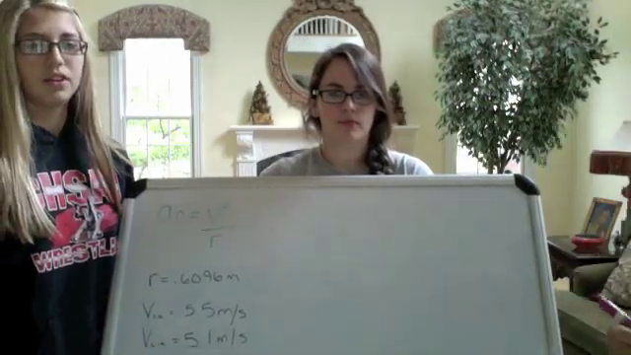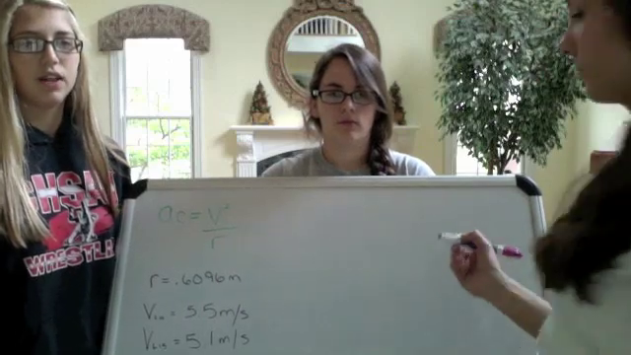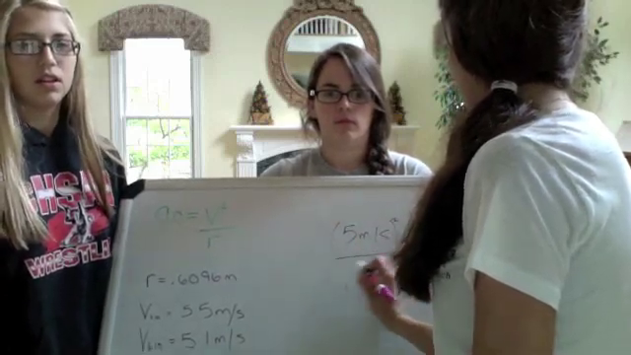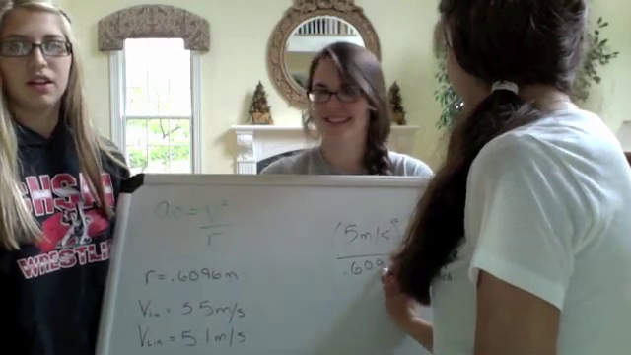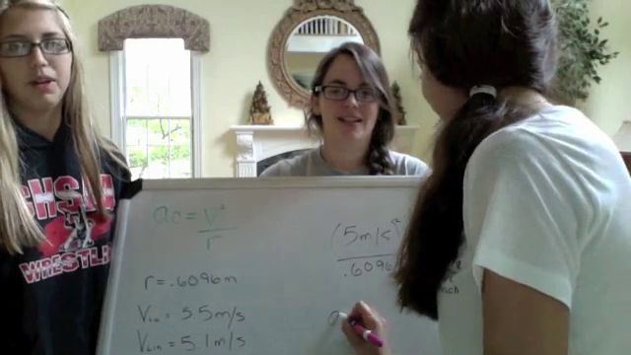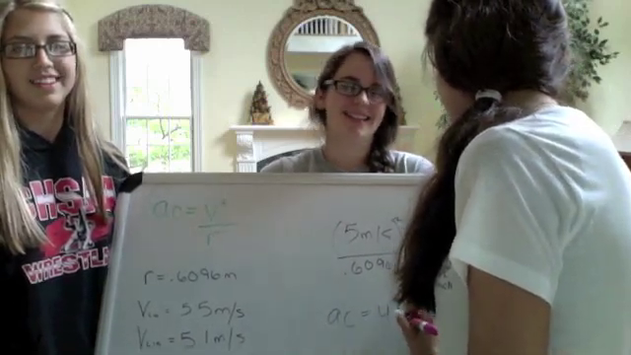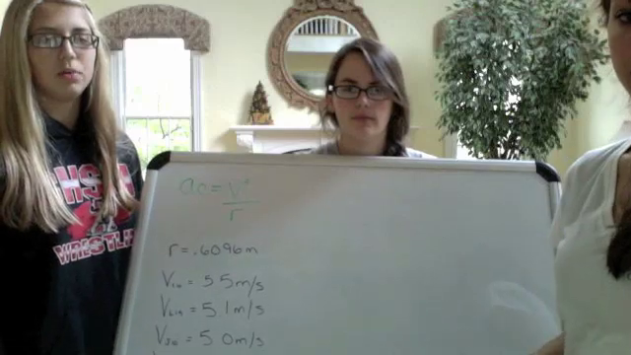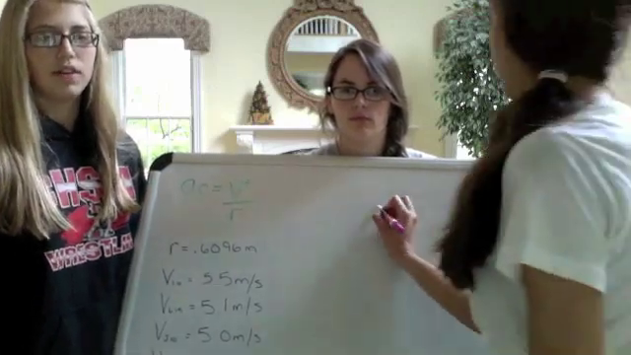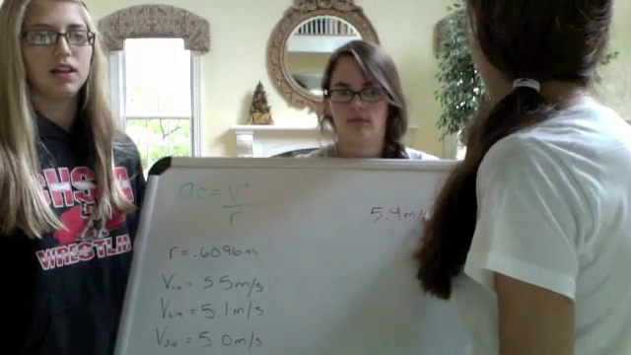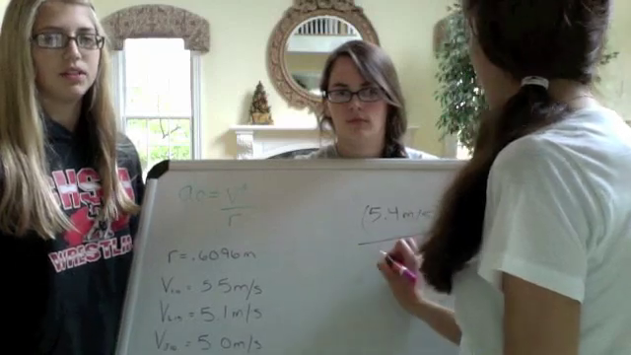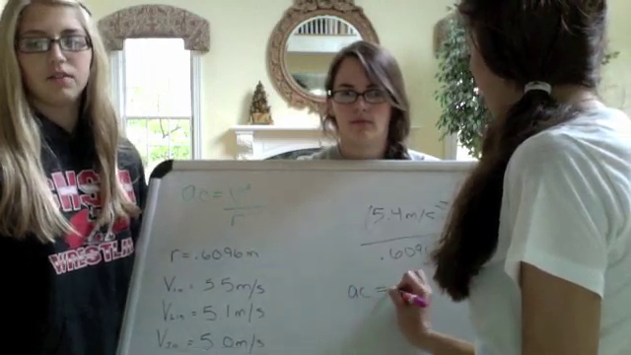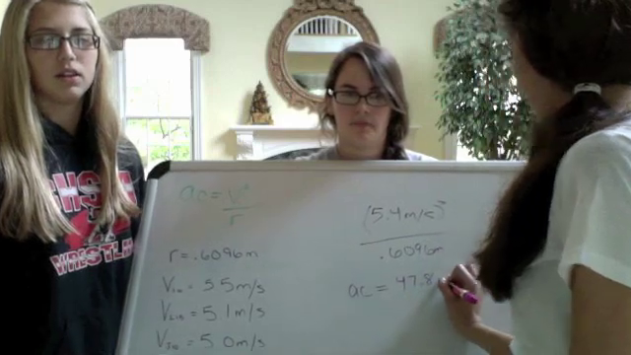To find Jackie's centripetal acceleration in 10 seconds, you square the velocity, which is 5 meters per second, and divide that by the radius. You get the result of 41 meters per second squared. To find Jackie's centripetal acceleration in 15 seconds, you square the velocity, which is 5.4 meters per second, then divide by the radius of 0.6096 meters. Then you would get the result, 47.8 meters per second squared.